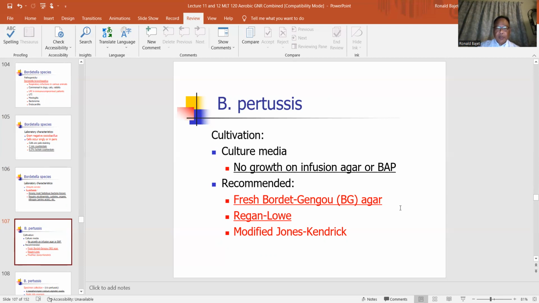If you have a patient, usually a pediatric patient, that has whooping cough, the doctor will say, rule out Bordetella. So right away, you're going to pull out your Bordet-Gengou agar. It's a black plate, and you just go ahead and plate your specimen onto the BG agar.